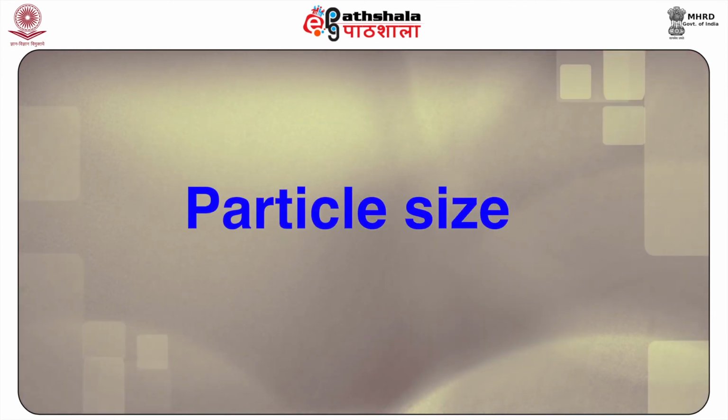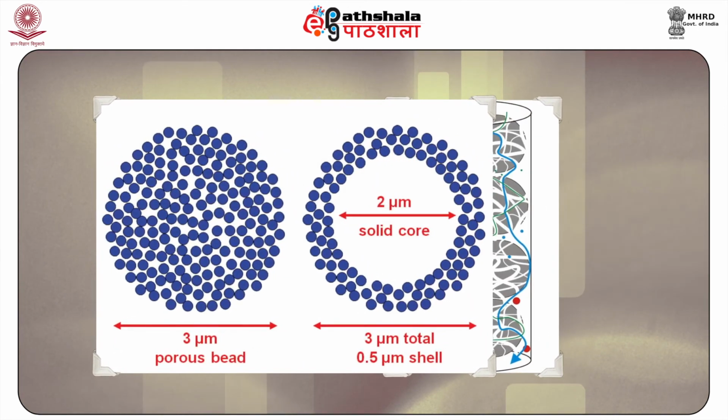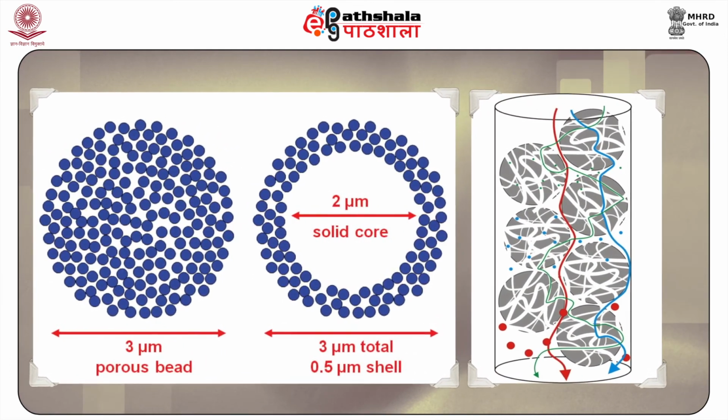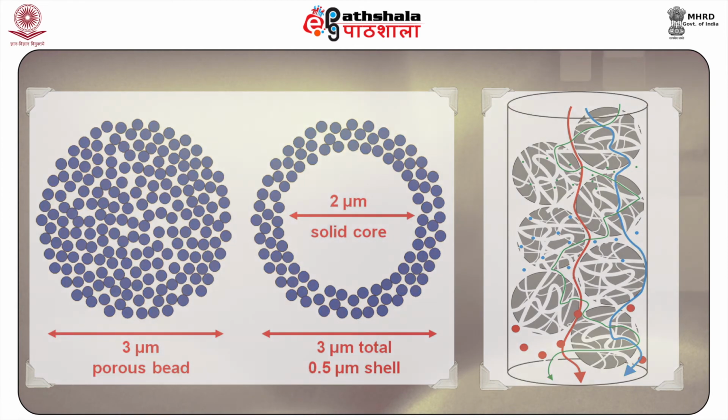Next is particle size. The smaller the particle size, the more its surface area and the better the separation that it will provide. But the pressure that is required for optimum linear velocity increases by the inverse of the particle diameter squared. Thus, changing particles to half of their size will double the performance, but the pressure must be increased by a factor of 4.